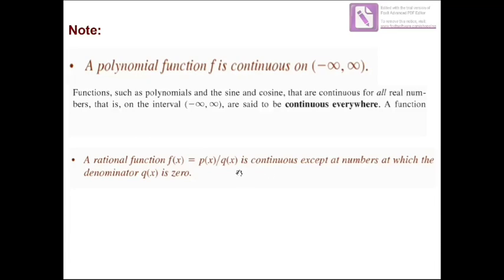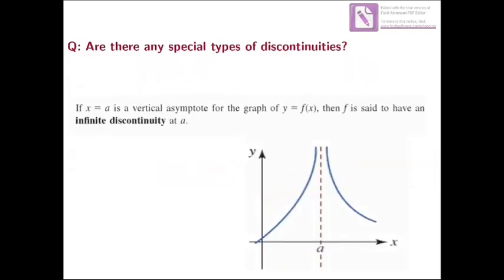q(x) is equal 0. So then here we have a question, are there any special types of discontinuities? So we will learn 3 types of discontinuity. The first one is called infinite discontinuity, and that happens if x is equal to a is a vertical asymptote for the graph of y is equal f of x. Then f is said to have an infinite discontinuity at a.